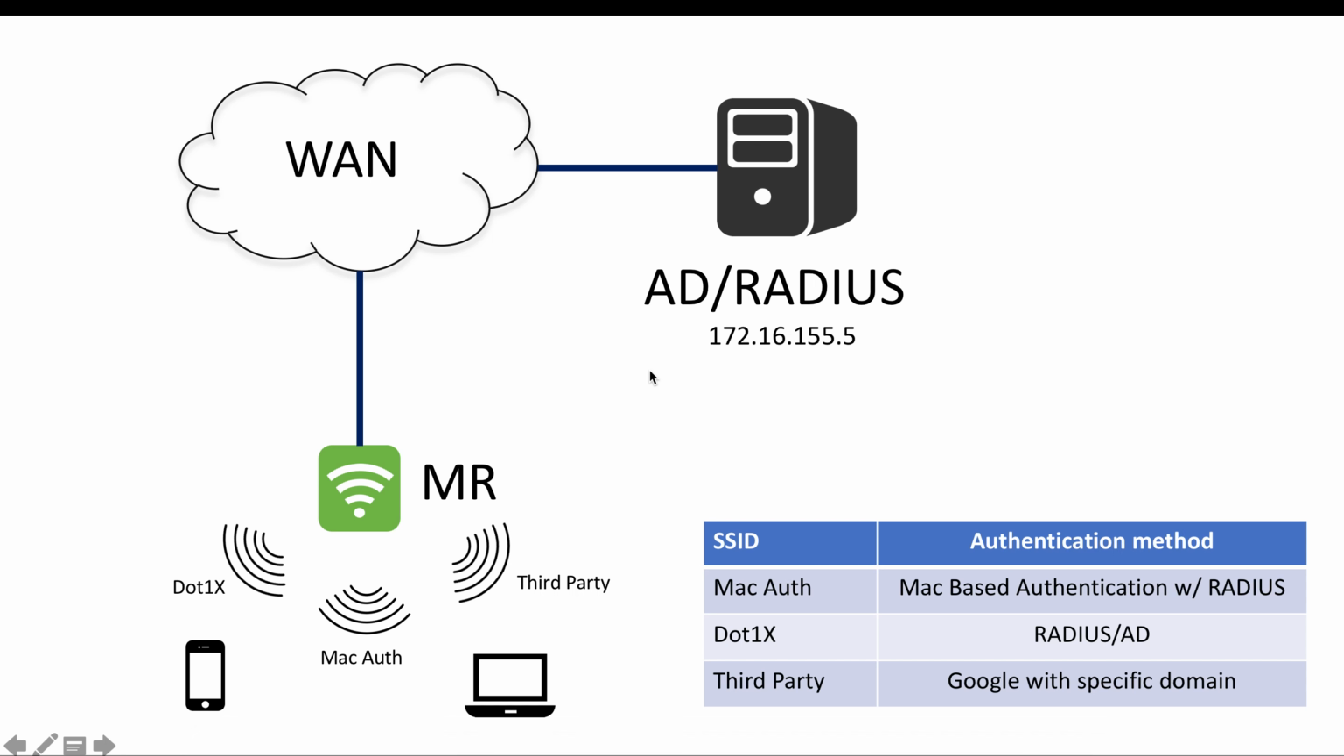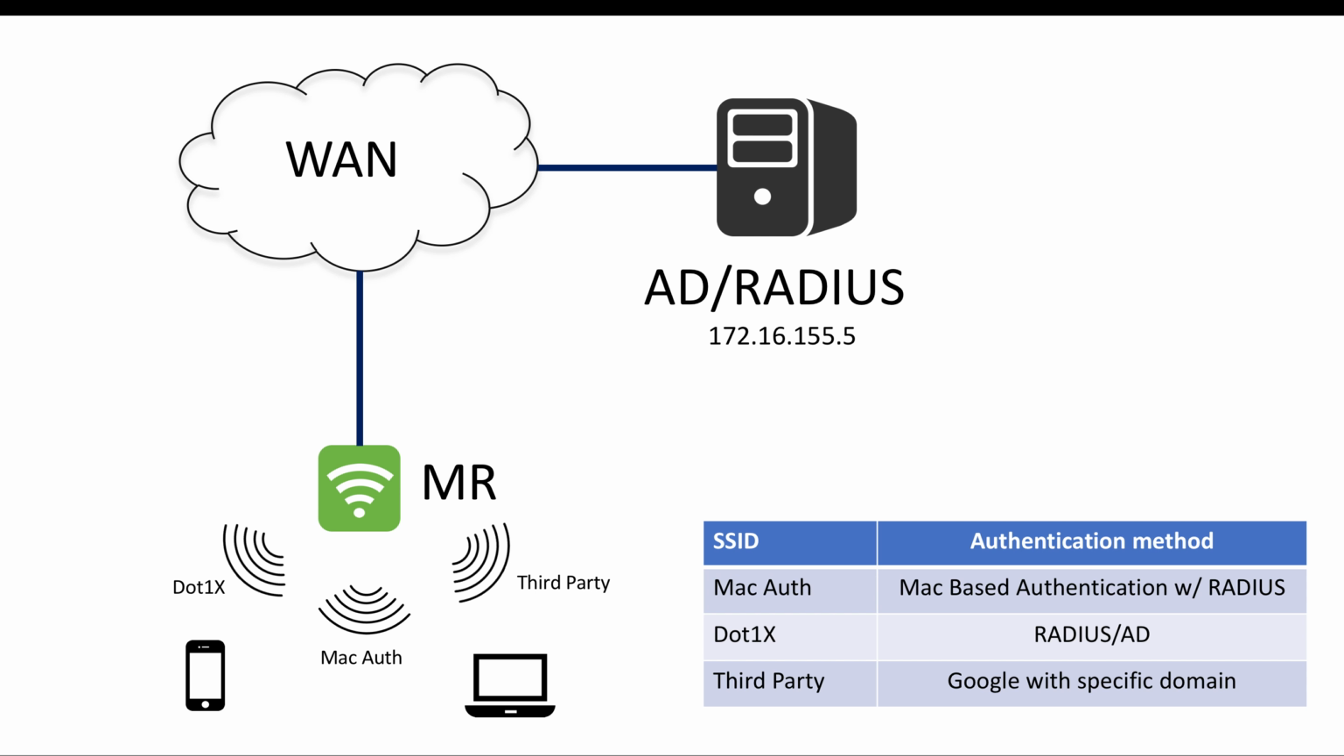In this short video, we will cover three different flavors to authenticate with Meraki access points. The first one will be MAC-based authentication. We will use a RADIUS server to validate the MAC address of a device before allowing access to the network.